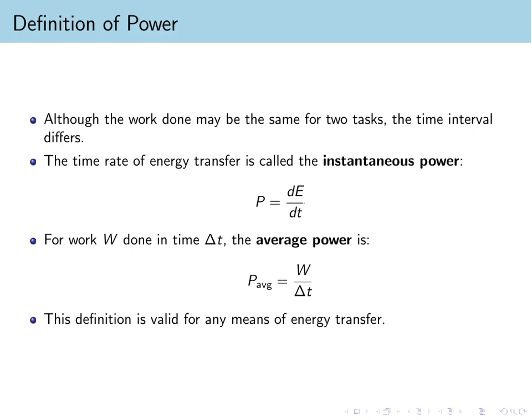If we look at a specific time interval, the average power is the work W divided by the time interval delta t. Consider lifting a box quickly versus lifting it slowly. The work is the same, but the power required is higher for the faster lift. The essential takeaway is that power measures how quickly work is done.